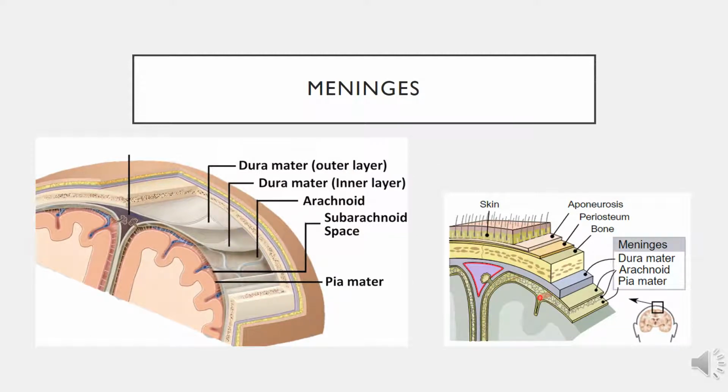Right, the meninges. The meninges are protective coverings of the brain and spinal cord. There are 3 layers of meninges: our dura mater, our arachnoid, and the pia mater. The dura mater is the outermost layer, our arachnoid is the middle, and the pia mater is the innermost layer. The subarachnoid space is the space just below the arachnoid layer. Sub means below. This is also where our CSF, our cerebral spinal fluid, is contained.